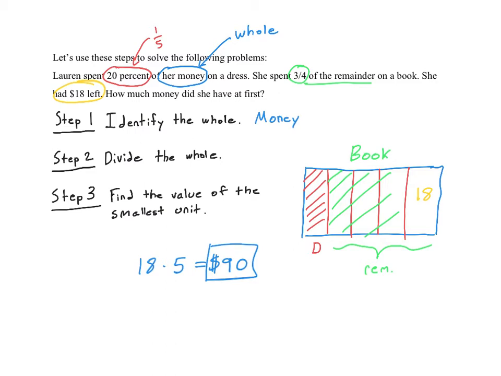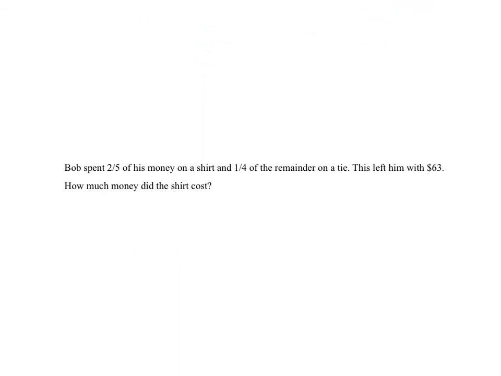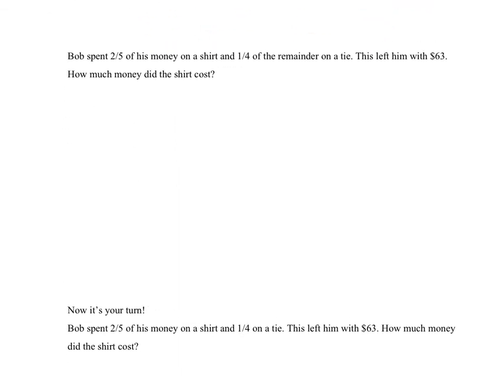All right, let's take a look at the next one. Okay, so reading this problem, Bob spent 2/5 of his money on a shirt and then 1/4 of the remainder on a tie. So this left him with $63 left over, and we're asked for how much money did the shirt cost. Okay, so let's see if we can put all the steps together in one fluent motion here.